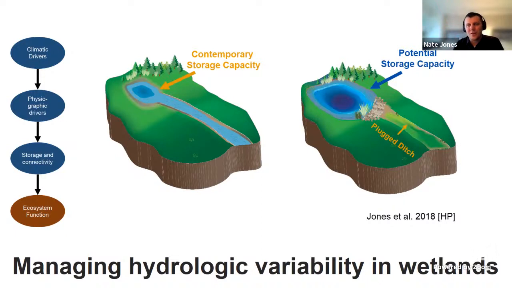And for those of you who work in this area, there's obviously way more steps, and there's a ton of uncertainty. In fact, Margaret's group is working on a lot of that uncertainty. But that's how we change the inundation regime. And so thinking about connecting the changes in inundation regime by plugging the ditch to these cascading functions is where we're at.